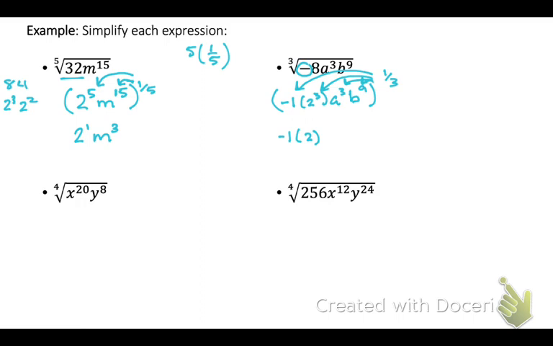A to the third to the 1/3 is what? Just A. It's A to the first, if you need to write a first there. B to the ninth to the 1/3 is B to the third. So my answer is -2AB cubed. Not that bad.